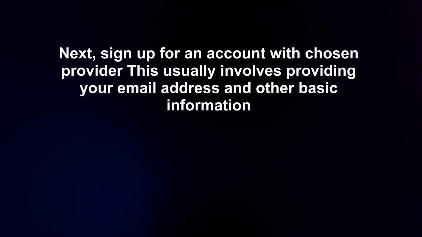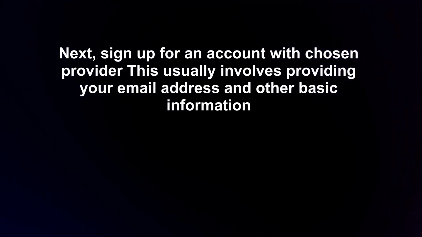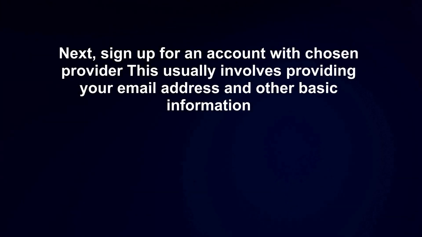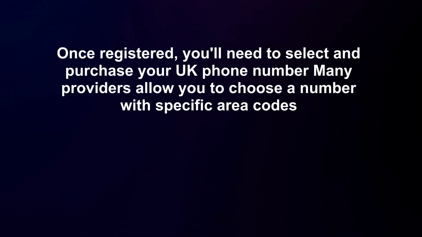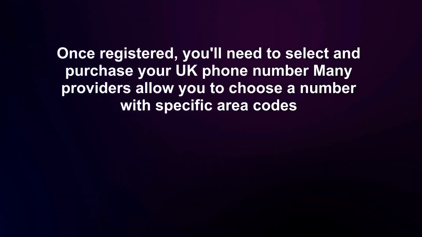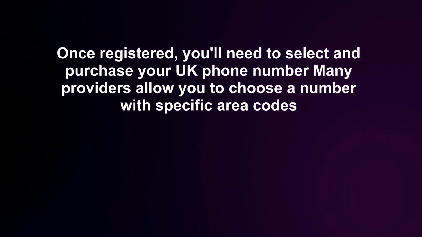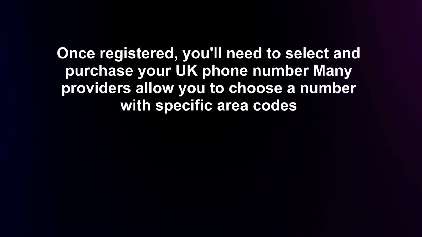Next, sign up for an account with your chosen provider. This usually involves providing your email address and other basic information. Once registered, you'll need to select and purchase your UK phone number. Many providers allow you to choose a number with specific area codes.